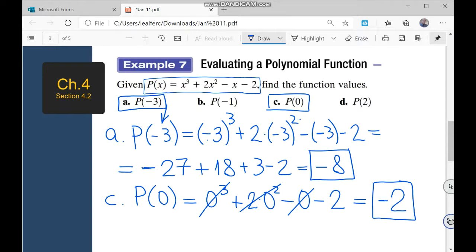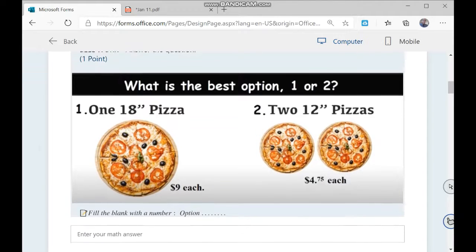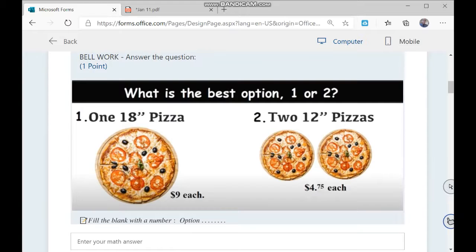But before, as usual, before moving on to the quiz, let's try this bell work here. Let's try this pizza. What is the best option? Option number 1, one large pizza. Or option number 2, a little bit not large, let's say medium pizzas, 2 medium pizzas. We have more pizzas, we have more slices. But I still am not sure what's the best option. I want your votes.